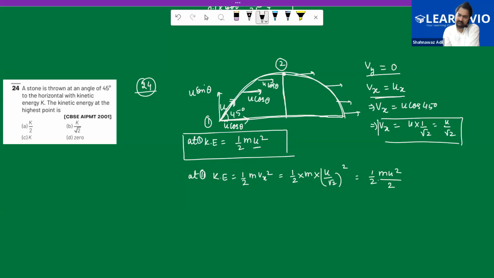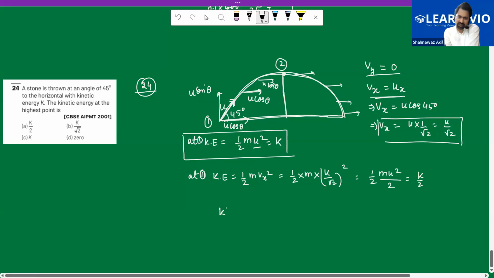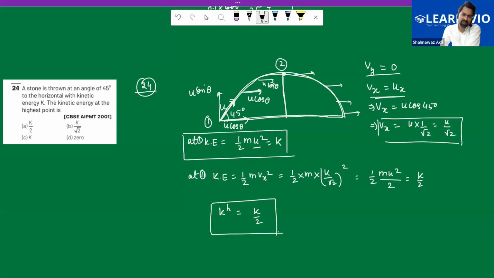What is half m u square? That is kinetic energy at this place. So this is k by 2. So the kinetic energy at the highest point, let me write it as k at h, is k by 2. Is it clear? Yes. So if you have any doubt in this question, don't hesitate to ask me. Otherwise, we'll move on to the next question. So please note this down and then we'll talk about the next question.